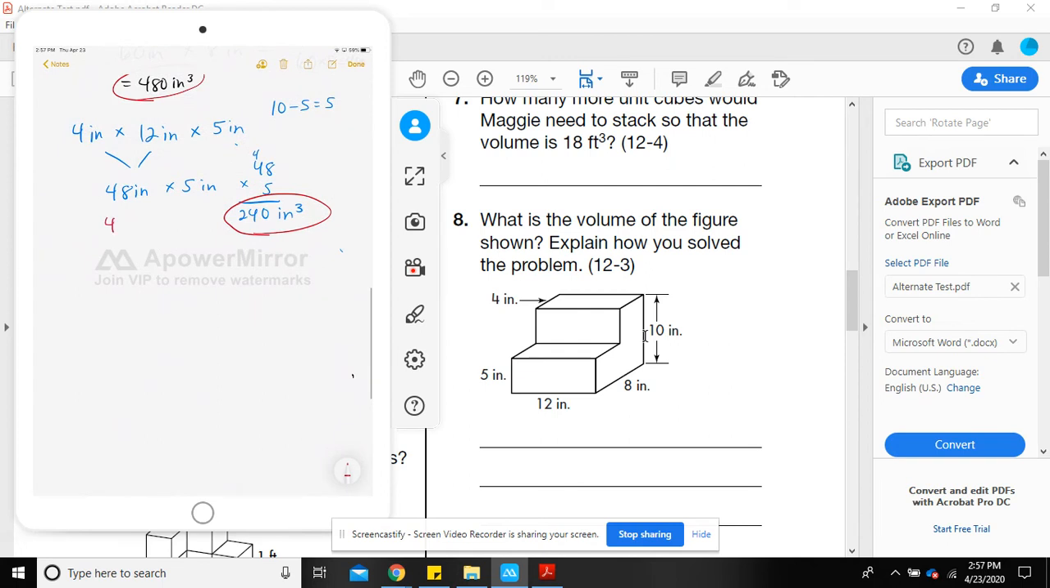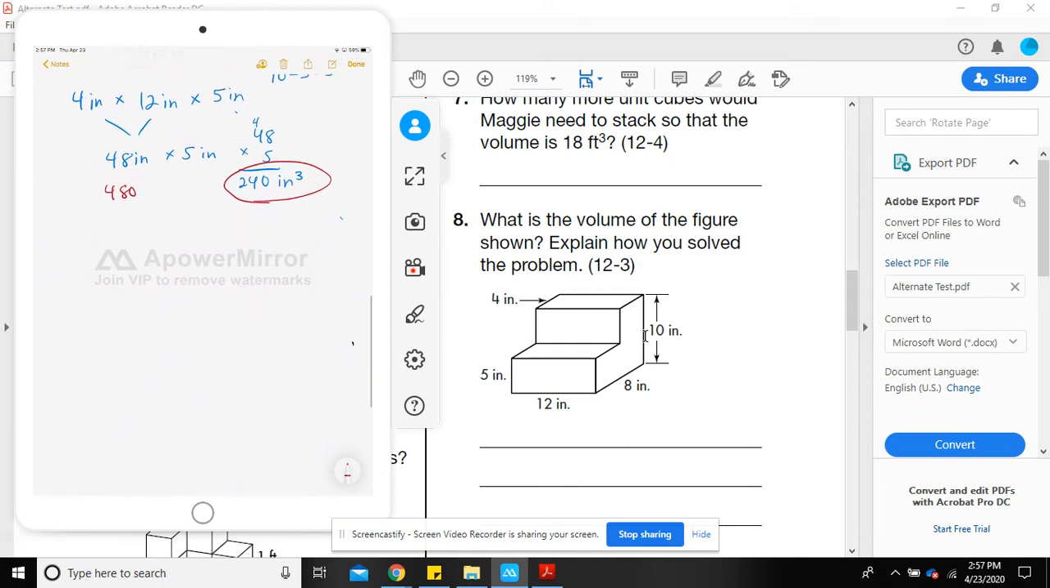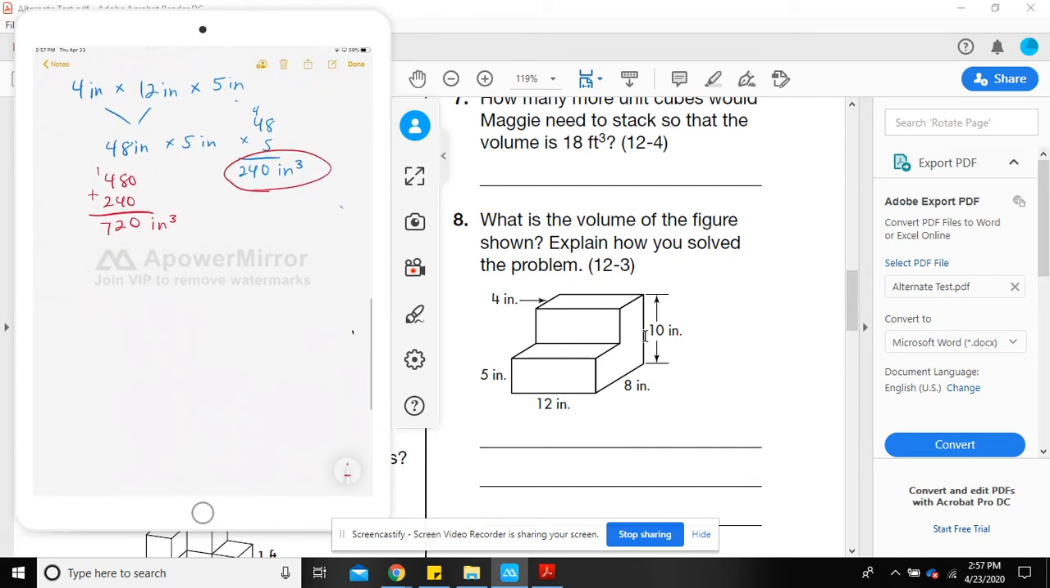So 480, 240, and I had to add those two volumes together. So that should be 720 inches cubed. So that's what you would write down here, along with an explanation of how you solved the problem. So you would talk about how you broke it up and you multiply this times this times this, and then your second piece was this times this times this, and then you added those two partial pieces together to find the volume of the whole thing.